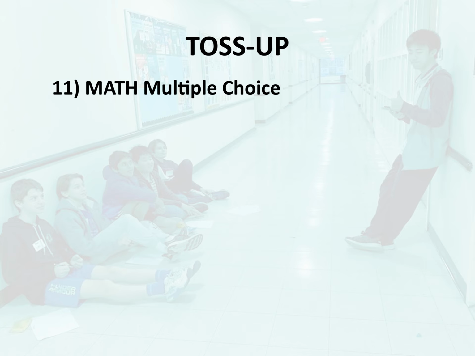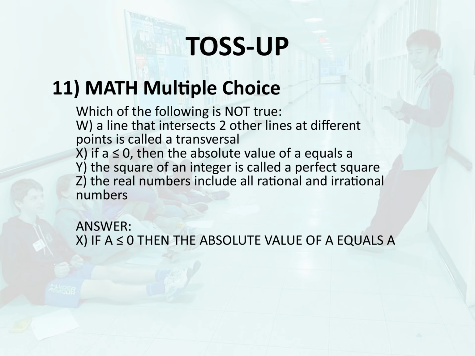Toss-up 11. Math. Multiple choice. Which of the following is not true? W. A line that intersects 2 other lines at different points is called a transversal. X. If a is less than or equal to 0, then the absolute value of a equals a. Y. The square of an integer is called a perfect square. Z. The real numbers include all rational and irrational numbers. Answer. X. If a is less than or equal to 0, then the absolute value of a equals a.